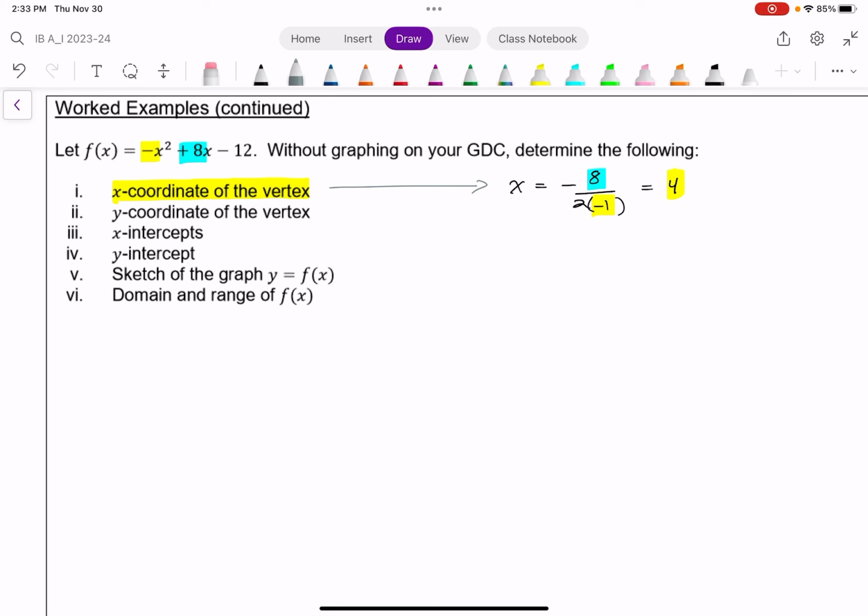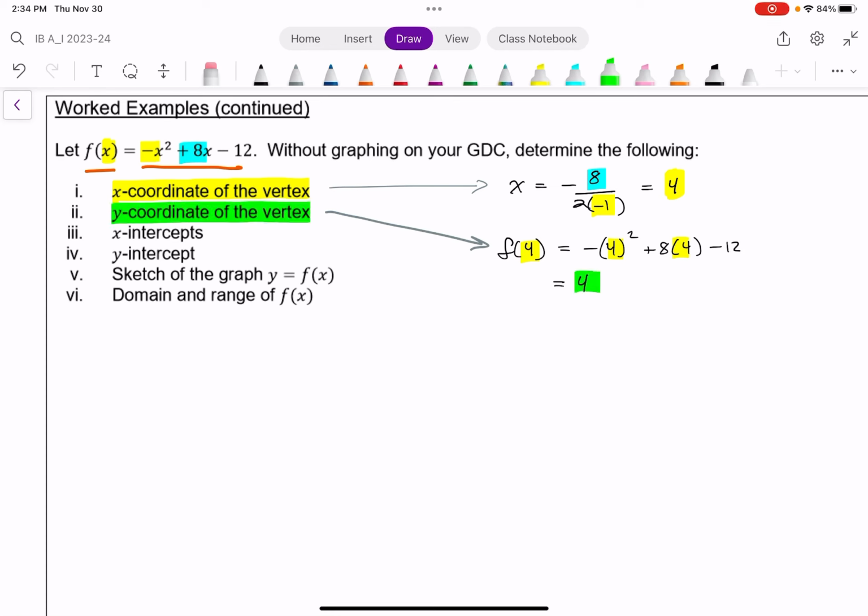Well, the next thing is the y-coordinate of the vertex, which I can figure out by just taking this 4 and substituting it back into my function. Remember my equation here. If I know x, I can figure out y, the output. Now I know the x-coordinate of the vertex is 4, so I'm just going to substitute 4 into here. So really I'm finding f at 4. And so instead of negative x squared, it's negative 4 squared plus 8 times 4 minus 12. And if I do that, I get my y-coordinate of the vertex. And I should get exactly 4 as well. So now I know where my vertex is. My vertex is at 4 comma 4.